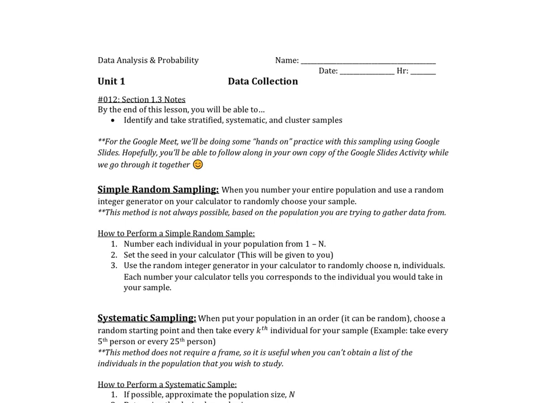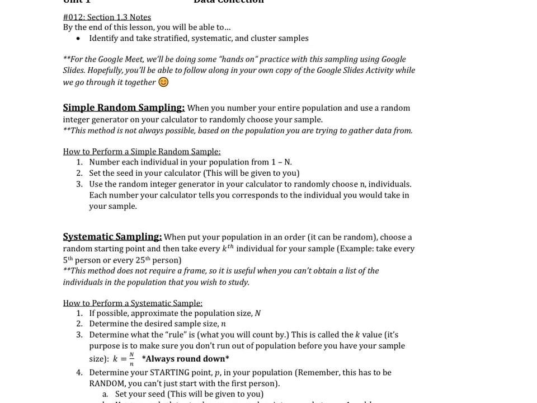Okay, so first we're going to retouch on simple random sampling. This is when you have your entire population, everybody gets a number, and then you use the random integer generator on your calculator to randomly choose your sample. Though this is the best method, it's not always possible based on the population you're trying to gather data from. Sometimes it's not feasible to have everybody to choose from, though if possible, simple random is a really good method to use.